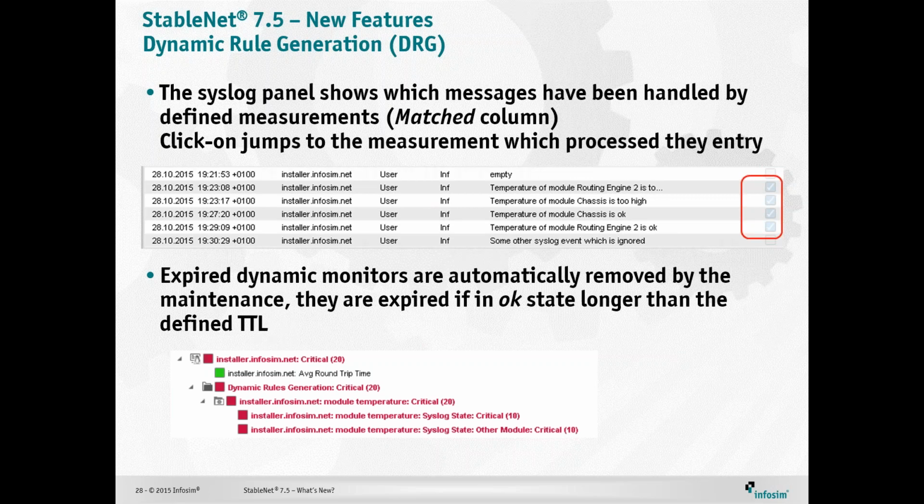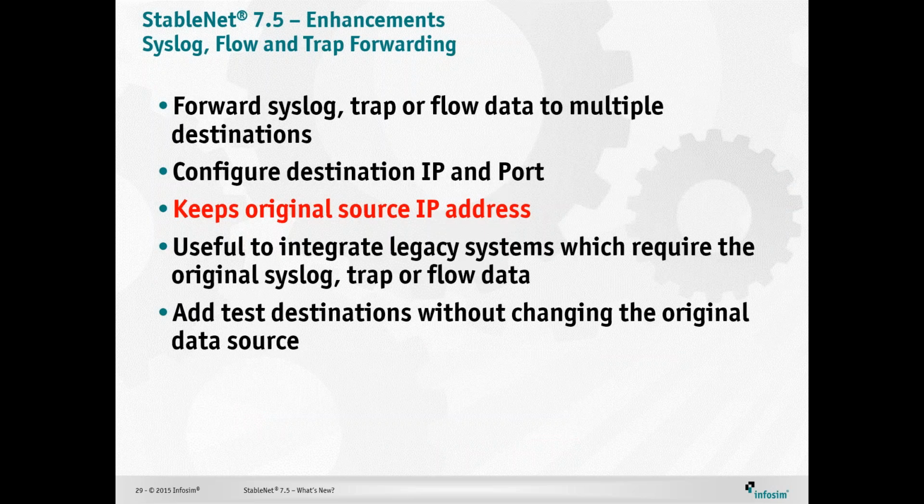Now I show something which doesn't look very fancy, but is sometimes very important for customers. It's about forwarding syslog, trap or flow data to multiple destinations. So if you replace, for example, legacy systems, and you send syslog and traps to StableNet because it has the highest capabilities for processing data, you may still require, for the time being, to send it to some legacy system or some external system which still needs to run for a specific purpose.